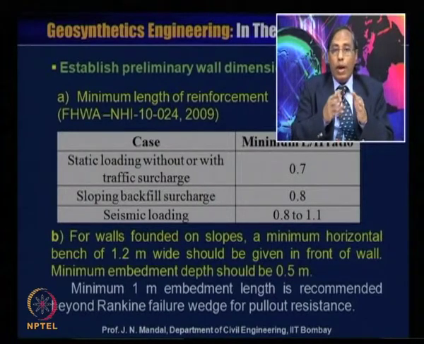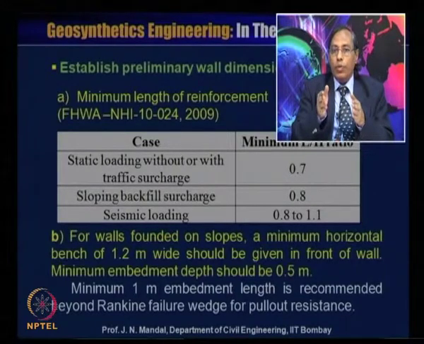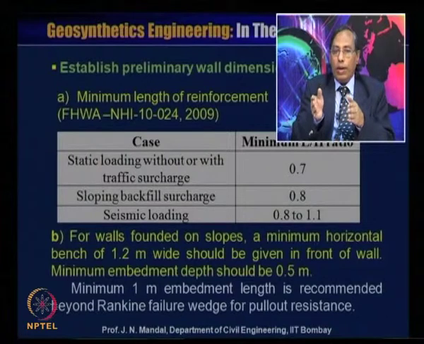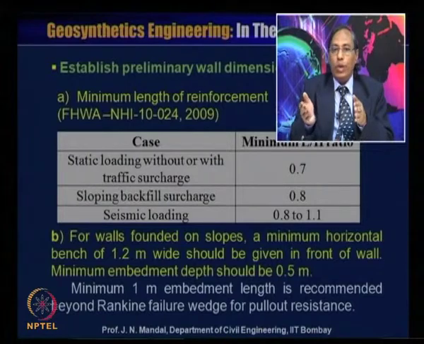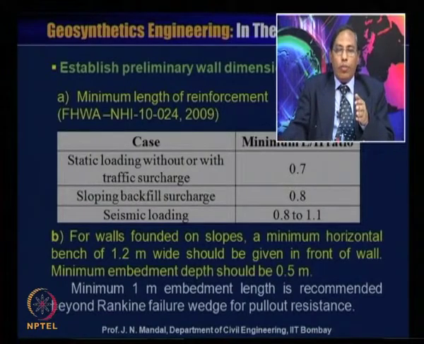Now B, for a wall founded on a slope, a minimum horizontal bench of 1.2 meter wide should be given in front of the wall. Minimum embedment depth should be 0.5 meter. A minimum 1 meter embedment length is recommended beyond the Rankine failure wedge for pull-out resistance.